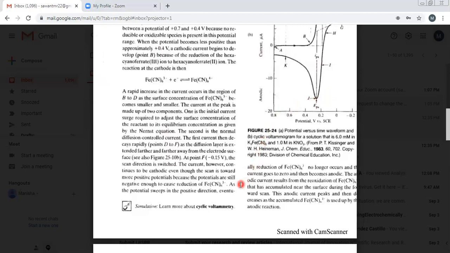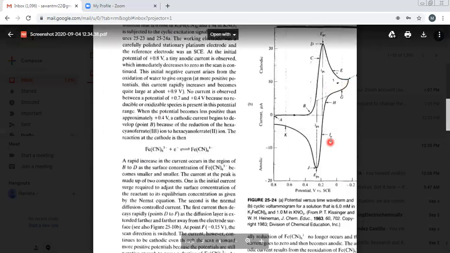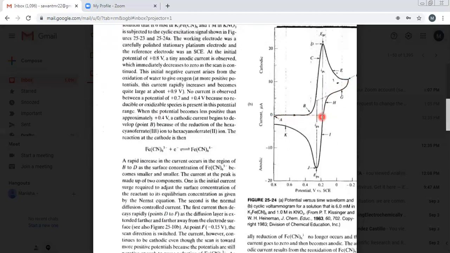As the potential shifts in the positive direction, eventually reduction of FeCN6 no longer occurs and the current goes to 0 and then becomes anodic. So here we have the decrease in the value of current to 0. At this point it becomes 0 and then it becomes anodic. So here you say it will be reverse.